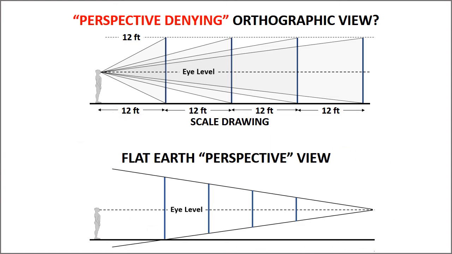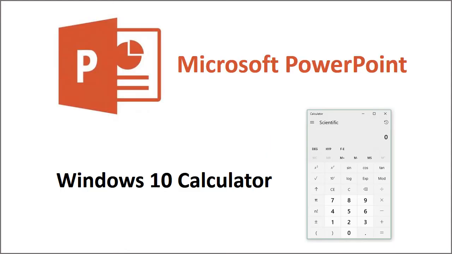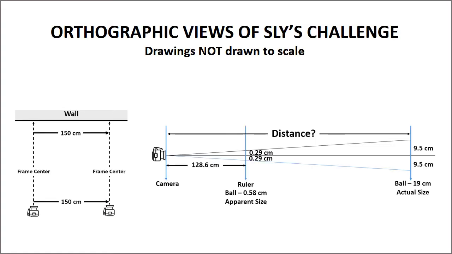So if they are correct, my calculations should be way off, but I think my calculations are going to be pretty accurate. Now, to do this, all I did was use Microsoft PowerPoint, a Windows 10 calculator, and these orthographic views. Now, I want you to notice that these drawings are not drawn to scale. That is not important. What is important is that I model them correctly, so I know what formulas I need to do to make calculations, and it is also important that I have the correct sizes and distances.